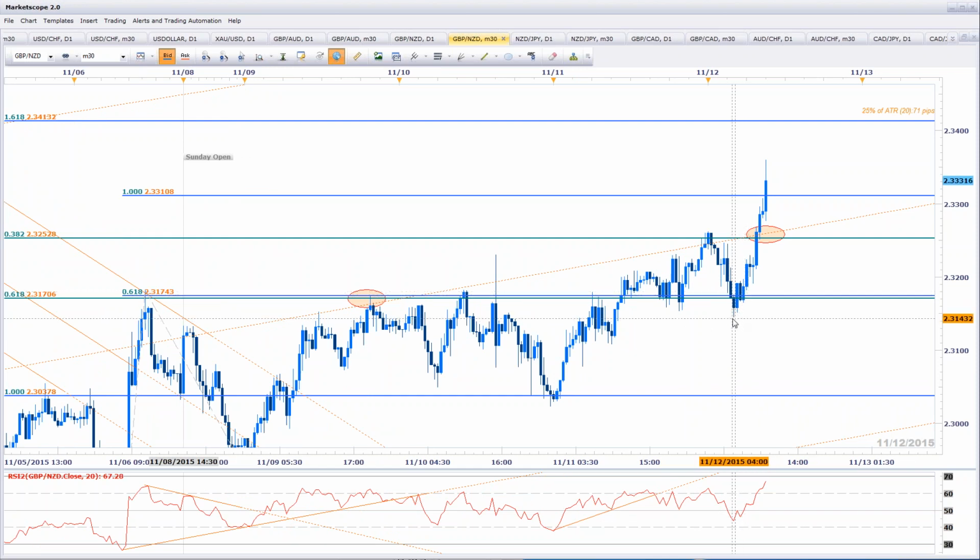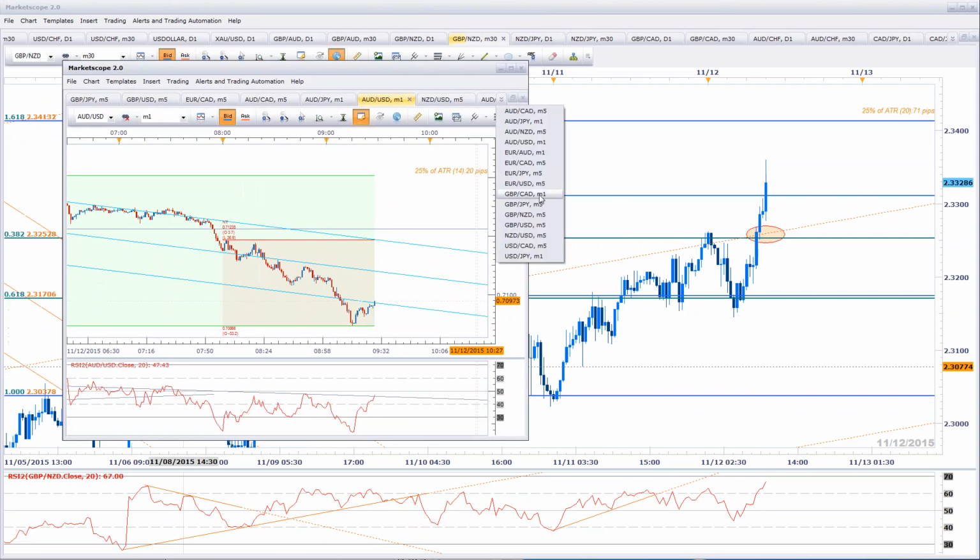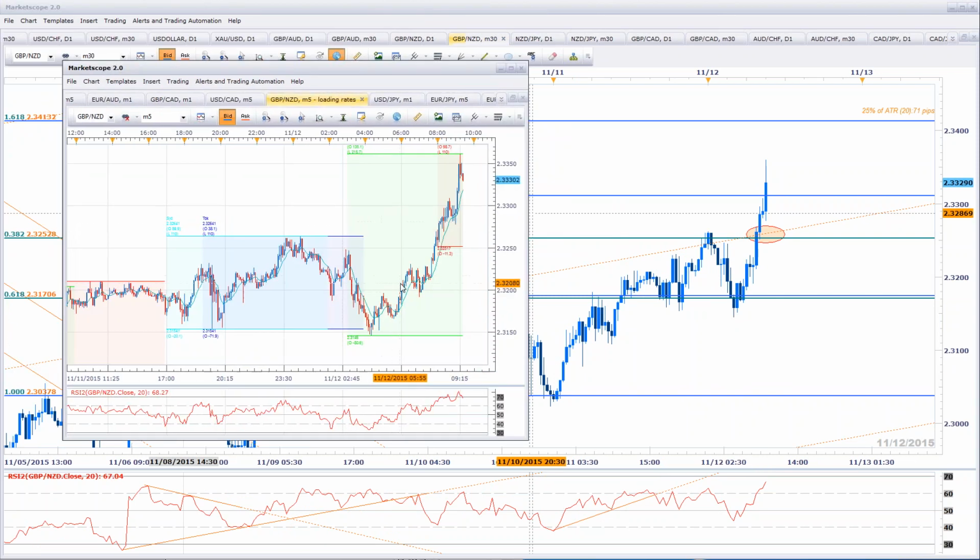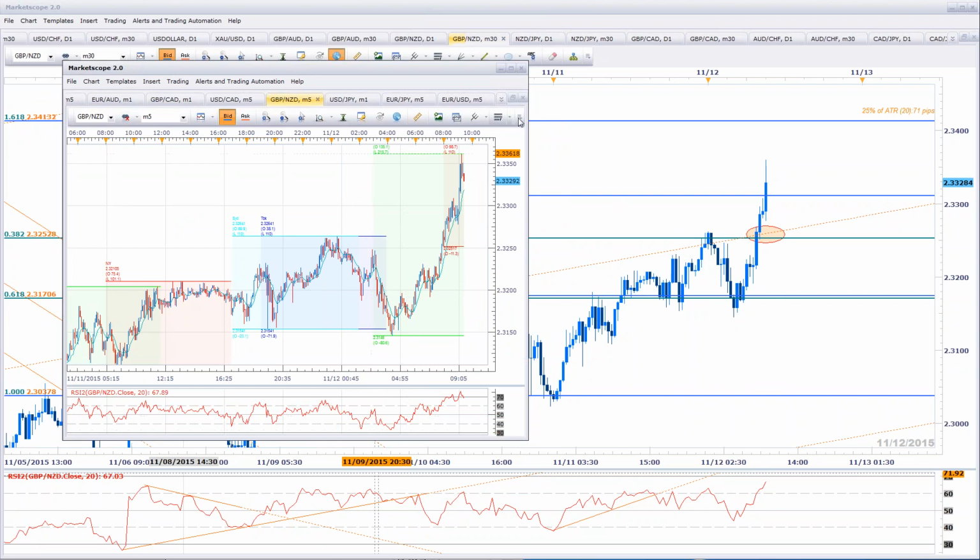So once you get that 5-minute trigger, that 3-minute trigger, I mean, let me show you this in real time. It will be probably a little bit more beneficial. Sterling Kiwi. So here's the trigger.